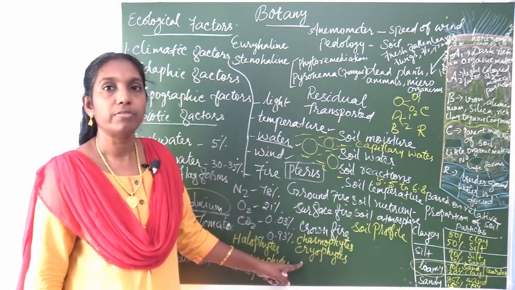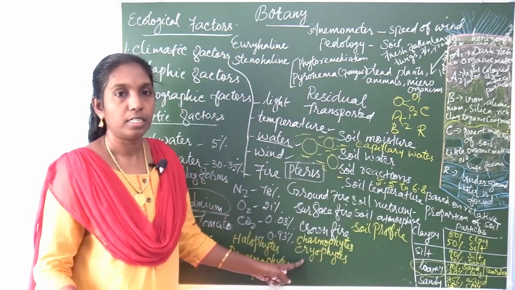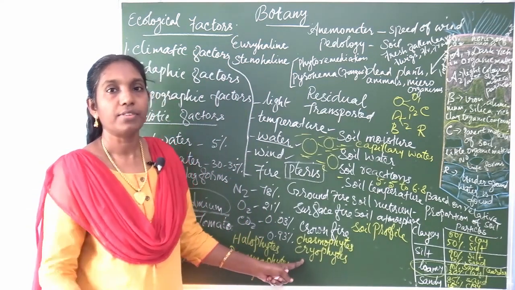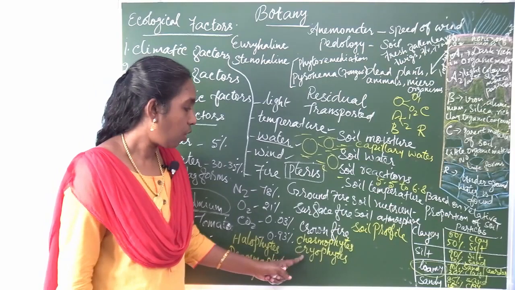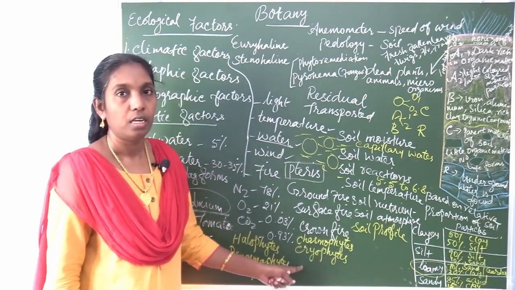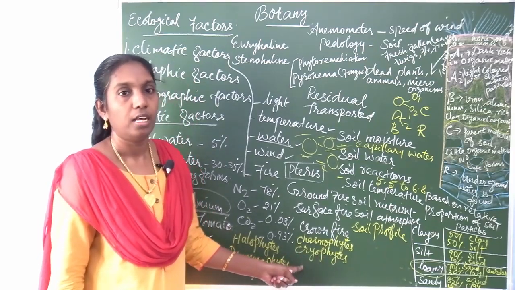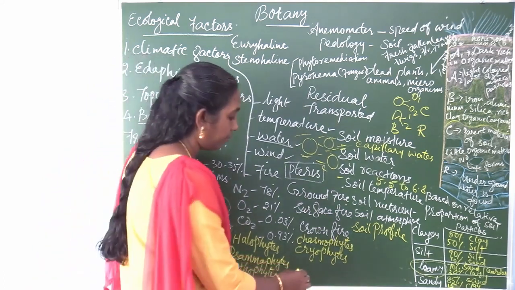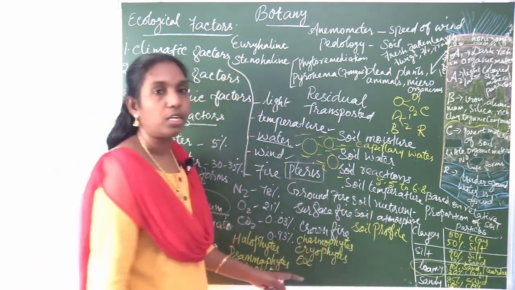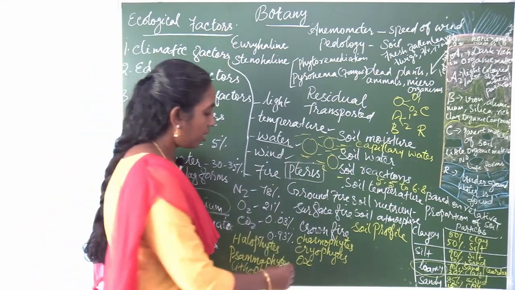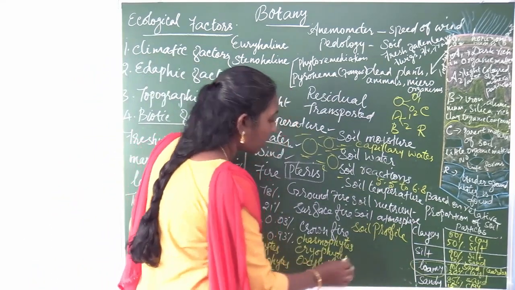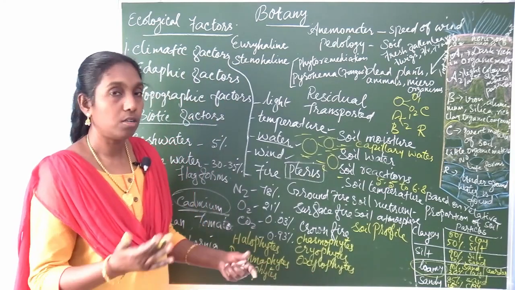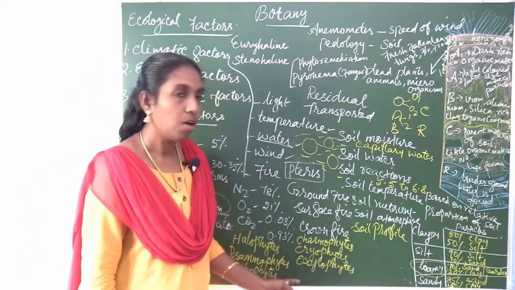Cryophytes are the plants which grow on ice, that is, on the surface of the ice. Certain plants which grow on the surface of ice are called cryophytes. Another classification is oxylophytes. Oxylophytes are the plants which grow on acidic soil. Some plants also grow in acidic soil, and those are oxylophytes.